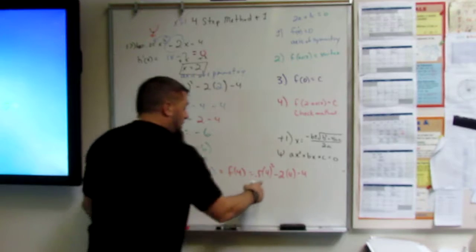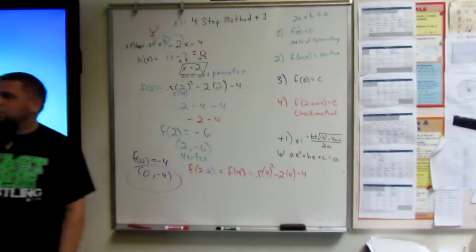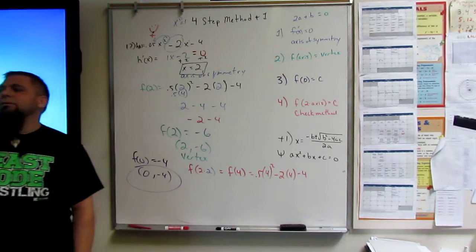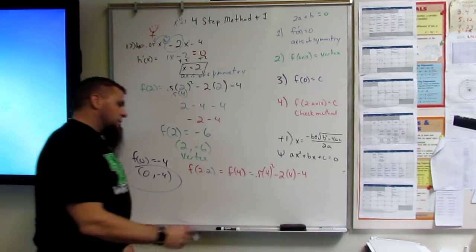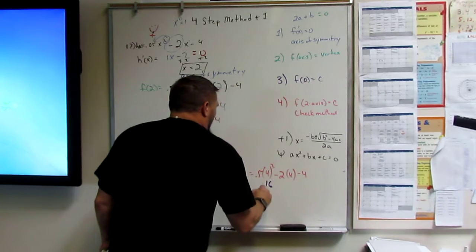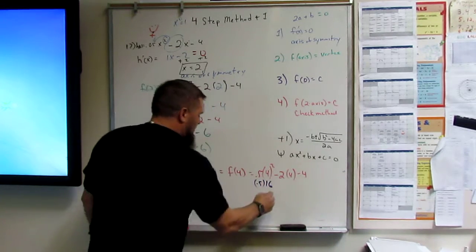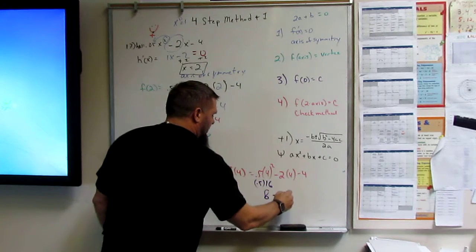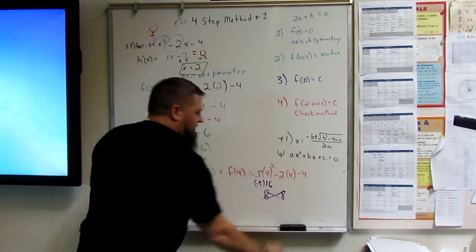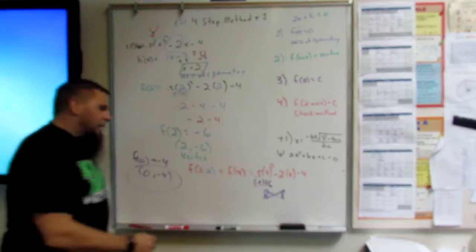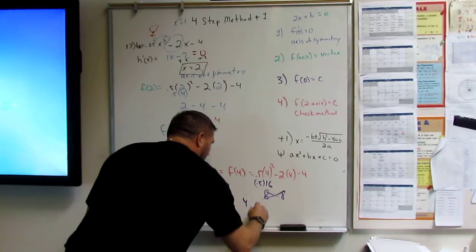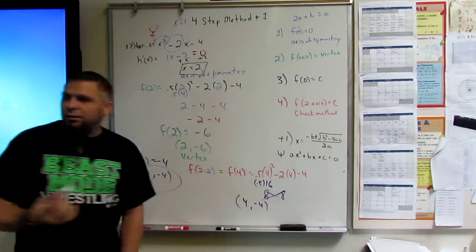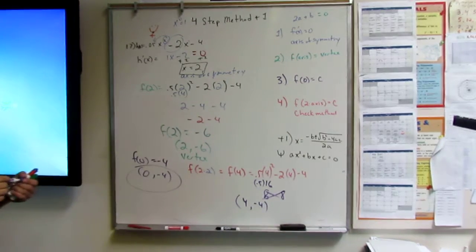So what is 4 squared? Come on, people. 4 times 4. 16. What's half of 16? 8. All right, what's 2 times 4? 8. Do those cancel? Yeah. So I get 4 and negative 4. Now I just got to graph it.